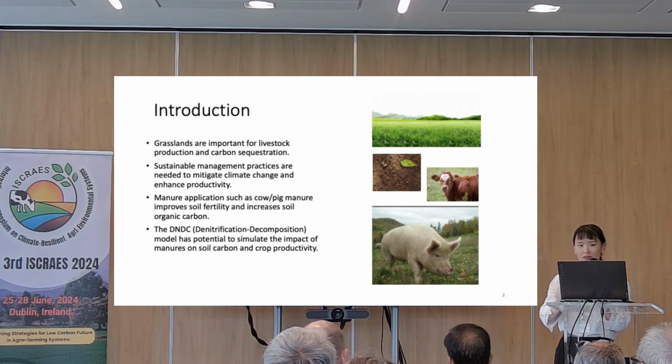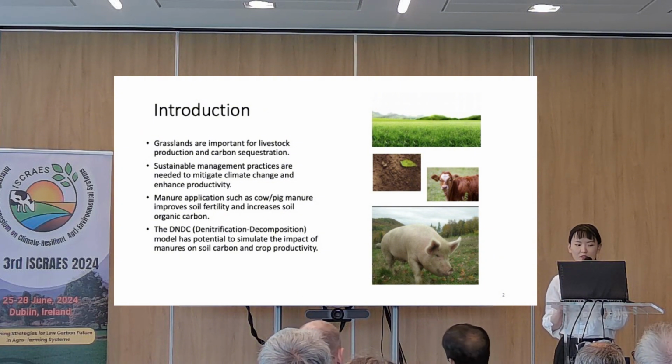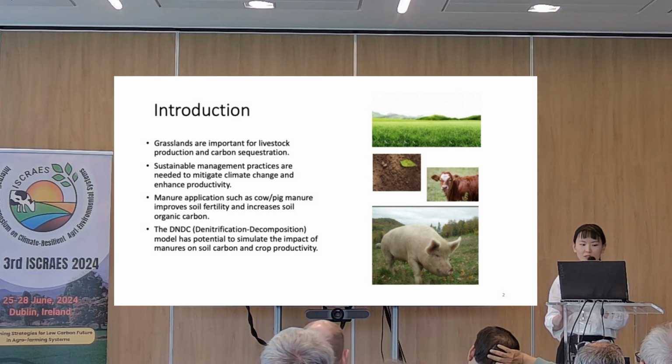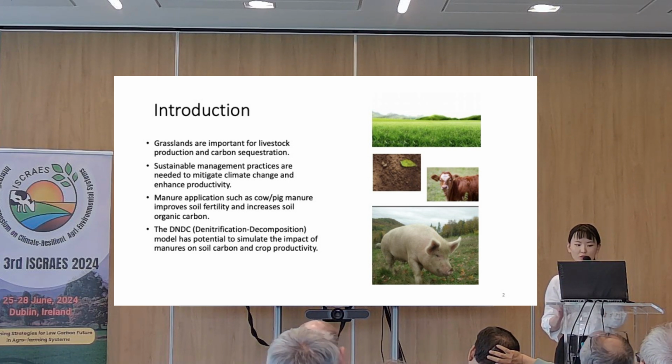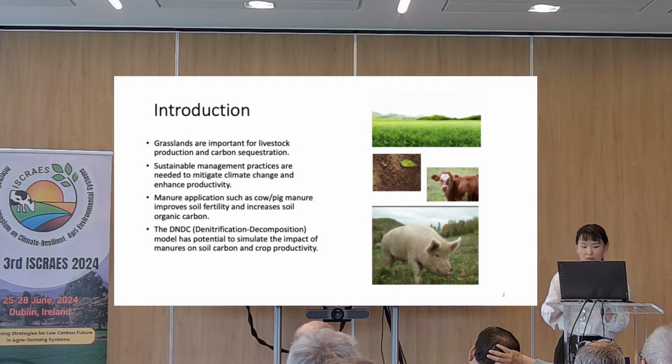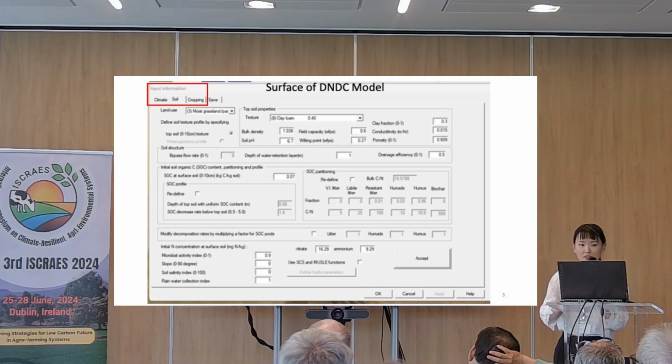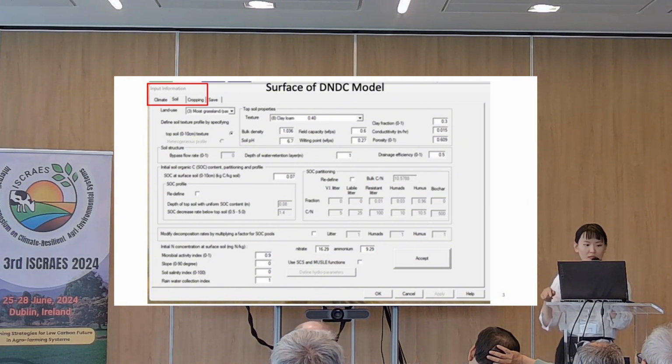To better understand and optimize these different systems, we used the DNDC model. The full name is denitrification decomposition model, and it has the potential to simulate the impact of manures on soil carbon and crop productivity. So this is the surface of the DNDC model. As you can see, the inputs include climate information, soil information, and crop information. You just simply put the information inside.